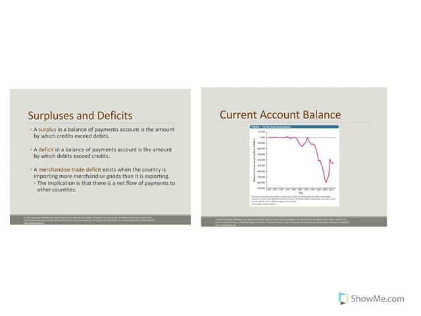Now, if we add up the value of all of the sub-accounts in our current account, so we add up the merchandise account, the services account, the income account, and the unilateral transfers account, then we can see overall whether our current account itself is running a surplus or a deficit. If it is a surplus, that would mean that we have more money flowing in, but if we have a deficit, that means that we have more money flowing out, or in other words, the debits are exceeding the credits in terms of the double entry bookkeeping.